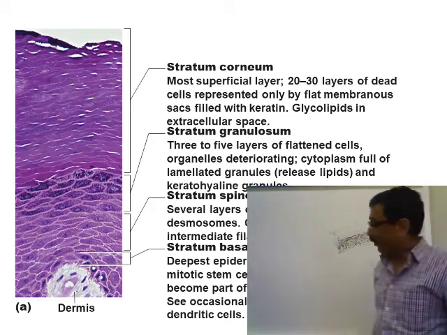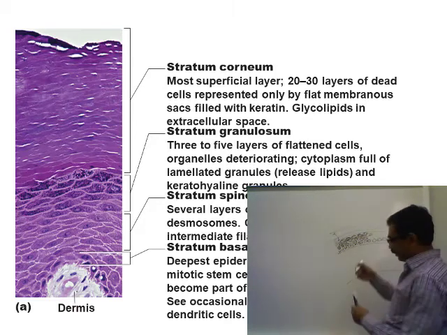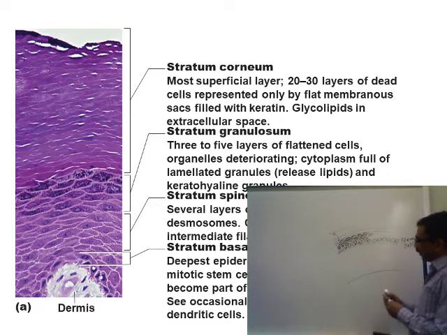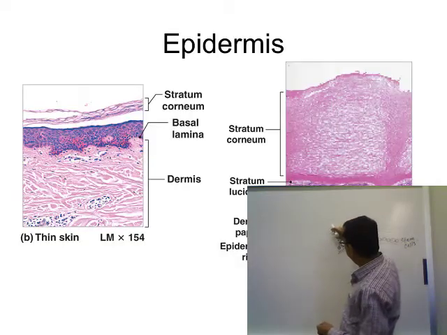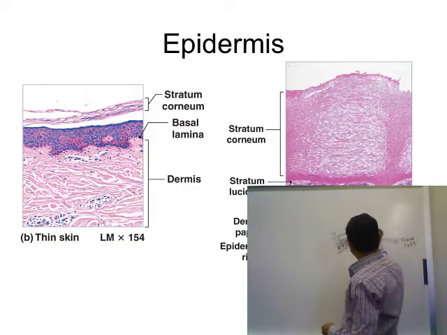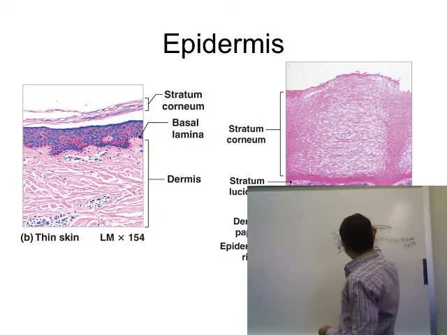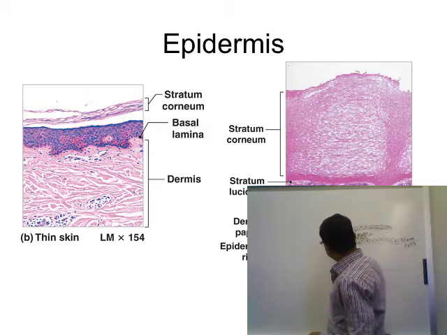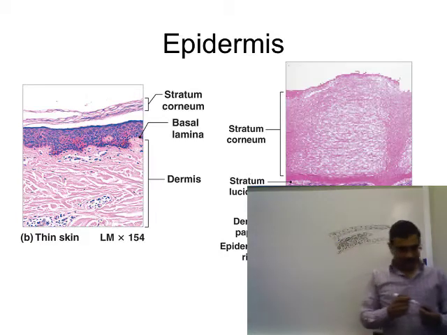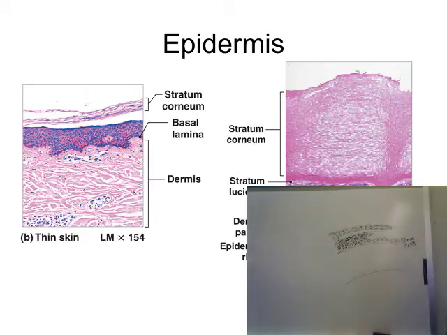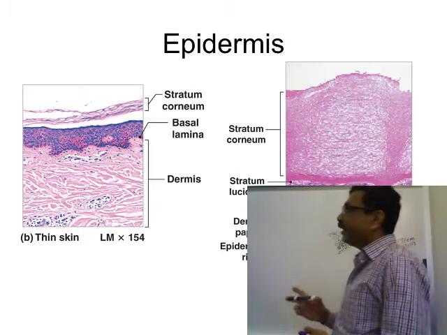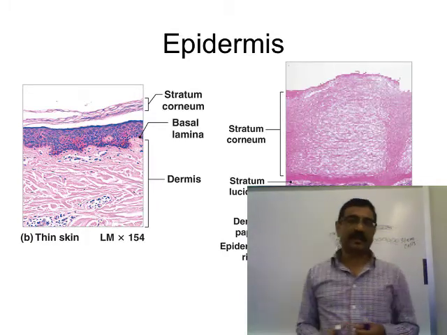Next is the outermost layer. You remember, I said this layer is responsible for the thickness. That's the stratum corneum, responsible for the thickness. This layer is very thick in thick skin, thin in thin skin. So thick skin is thick because of this layer. This layer consists of many layers of dead squamous keratinized cells.